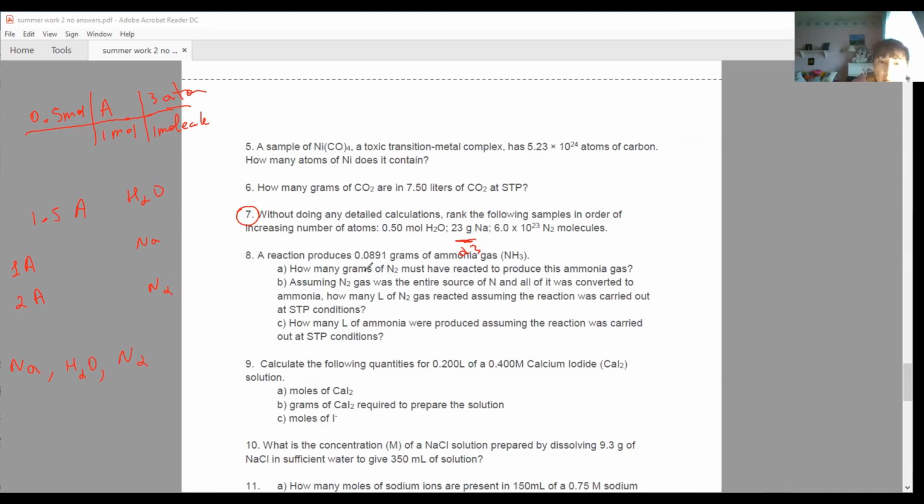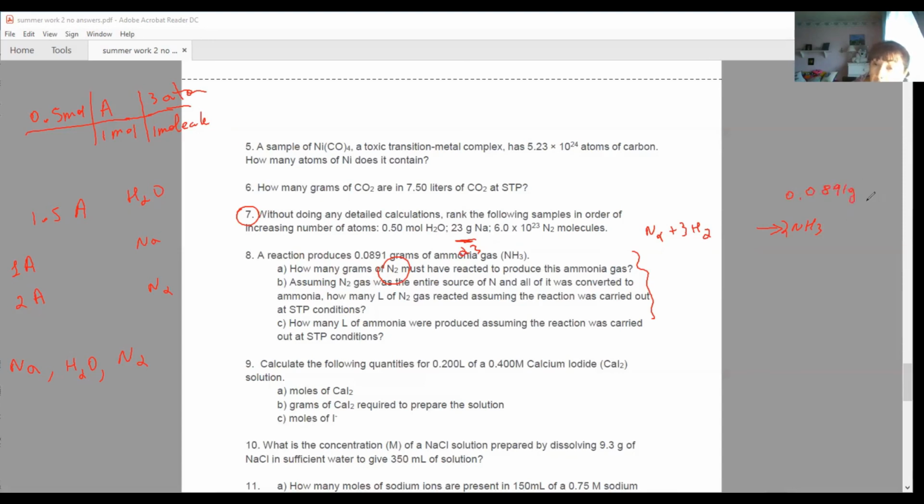Then a reaction produces this much ammonia. How many grams of N2 must have reacted to produce ammonia? I think this one we did in class. So what you do is you're producing the ammonia, NH3. To produce it, you need nitrogen and you need hydrogen. You got to balance your reaction, so you have a 3 here, you got a 2 there, and now it's balanced.